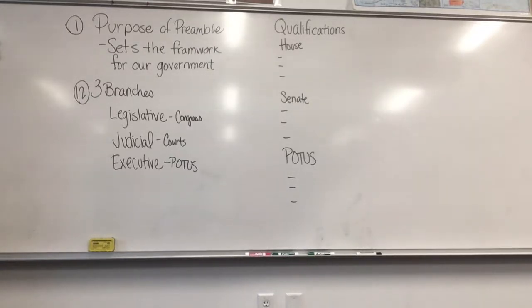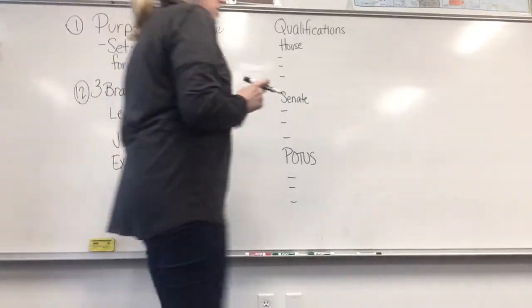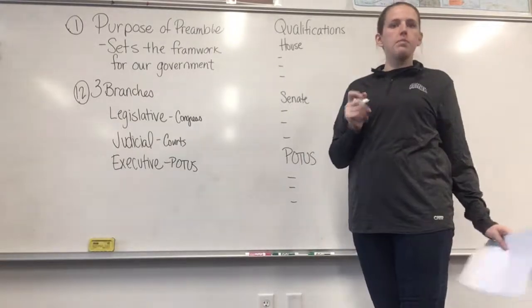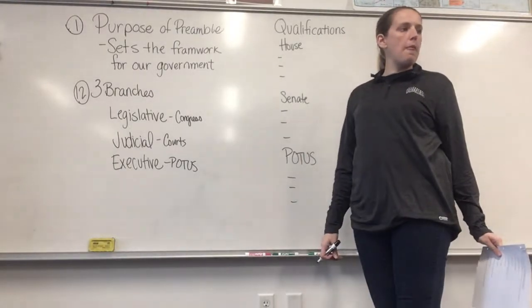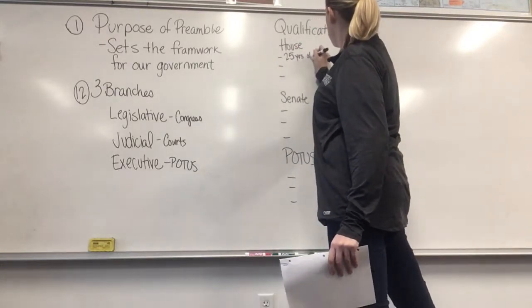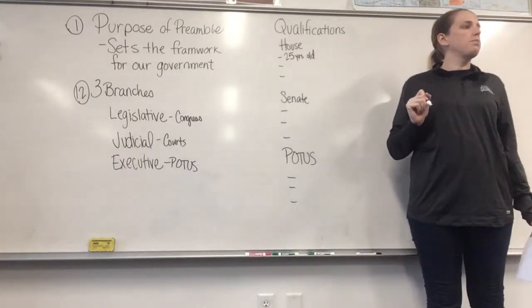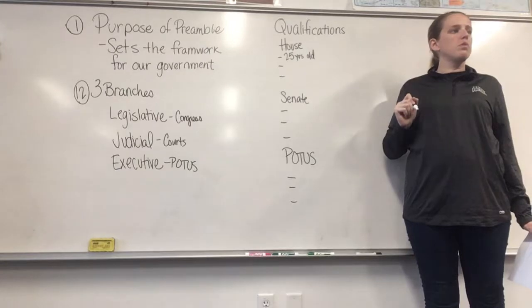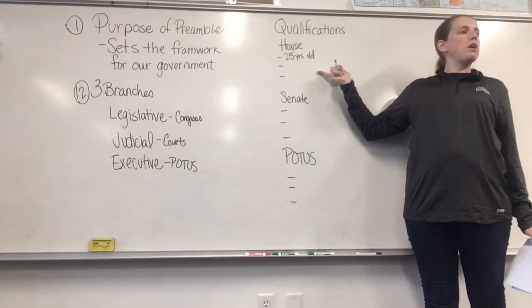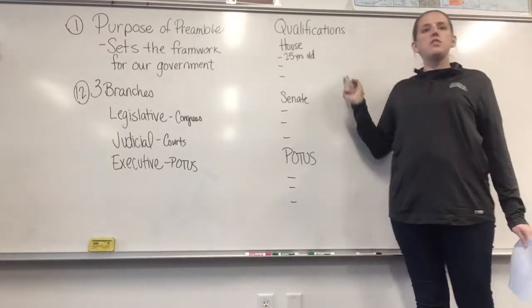All right, now we're going to talk about the qualifications. Do you remember what qualification means? Qualification means requirements. So what are the requirements to be a representative in the House of Representatives? How old do you have to be in the House? 25. They have to be 25 years old. What else? Where do they have to live? In the state they represent.